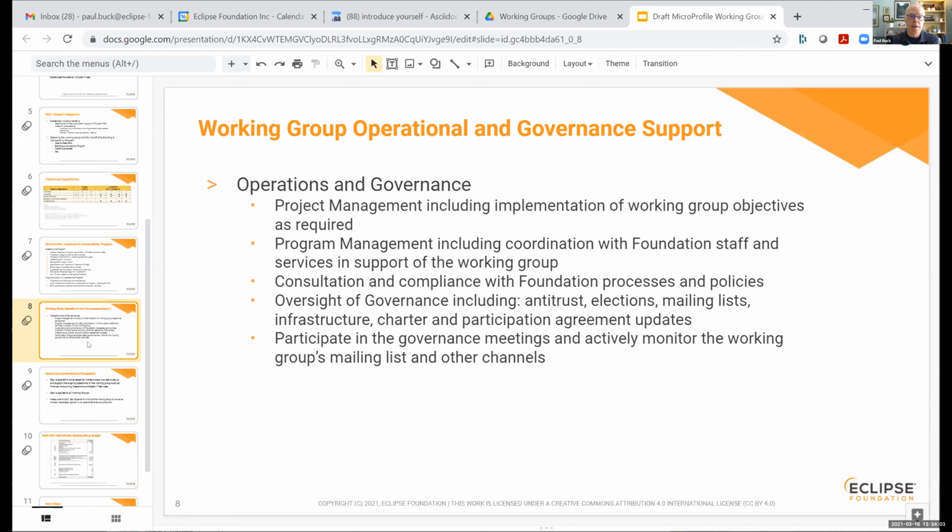Program management as well, the foundation's office, as far as services in support of the working group, to make sure that the foundation is working on the priorities that the working group has identified. And then compliance and governance considerations that are part of the working group process, and then just general infrastructure work that we do to support the working group.